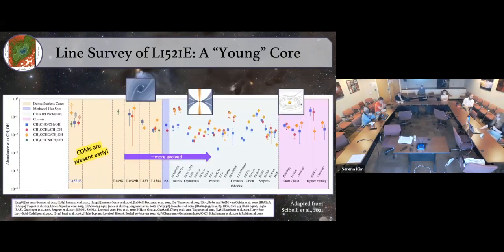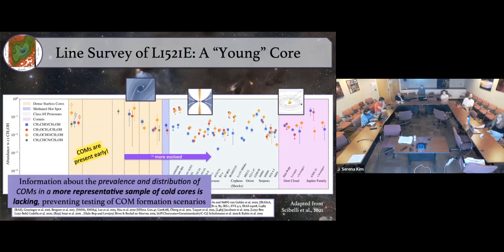So here I'll show that plot again. We've now populated it with another starless core with some complex organics abundances on there, similar to some of these other cores. So that's great. However, there's still only 5 cores on this plot. Wouldn't it be great to have a more representative sample of cores? What if we looked at a bunch of different typical cores? Do we still see the same level of complexity?